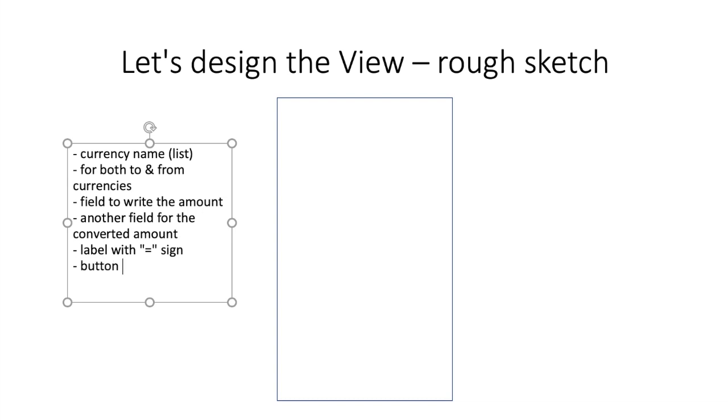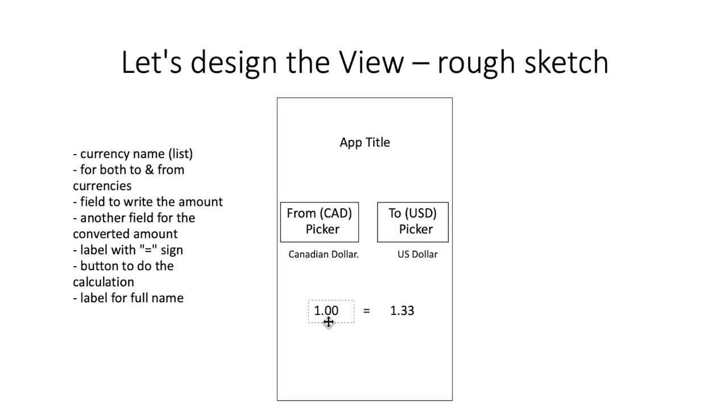What else? A button for the calculation. We could have a button that does a calculation. A text view to show the rate here, for the result, like for the calculation. If I'm putting 100, what's going to be the result with today's rate? That's what it will show. The placement.